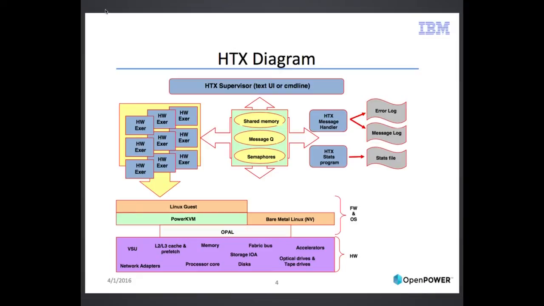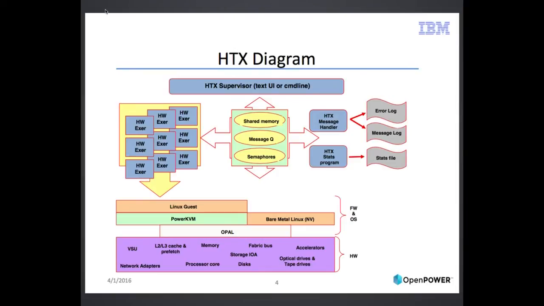These hardware exercisers communicate through a bunch of inter-process communication mechanisms, and they put in error logs, message logs, and statistics. They feed all of that into an inter-process communication mechanism. There are also a bunch of other helper programs like a message log program or stats program. They utilize that information and create some useful files. Users interact through a top layer, which is called the HTX supervisor.